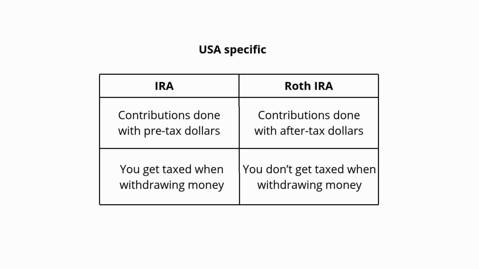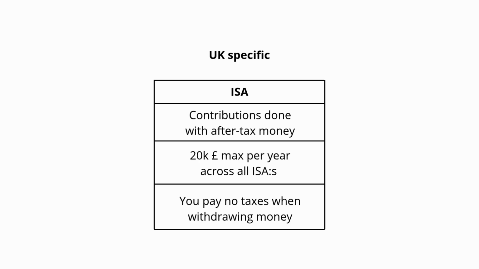Now, moving on to UK specific, there's this thing called ISA in UK. It is an individual savings account, and the contributions are done with after-tax money, and you can contribute up to £20,000 per year across all ISAs. There's many ISAs, I'm not going to cover them, but you can look up that information on the internet, and you pay no taxes when withdrawing money from these.